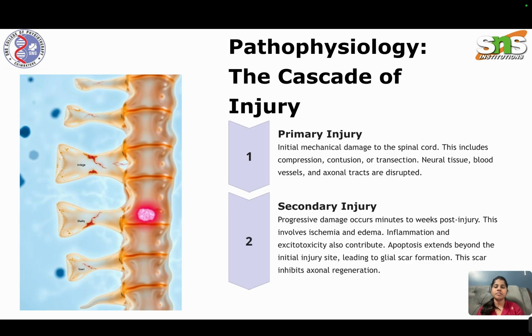Coming to the pathophysiology, the spinal cord injury occurs in two stages: immediate mechanical damage due to compression, contusion, or transection, which causes irreversible neuronal loss. Whereas the secondary injury occurs over minutes to weeks, that is edema and ischemia, inflammatory responses, excitotoxicity, and apoptosis of surrounding neurons. This secondary injury expands the damage beyond the original site, which is why early physiotherapy intervention is very crucial in such conditions.